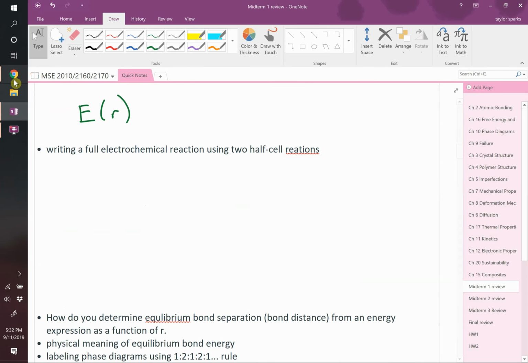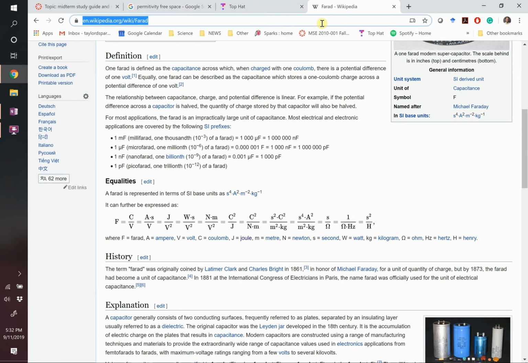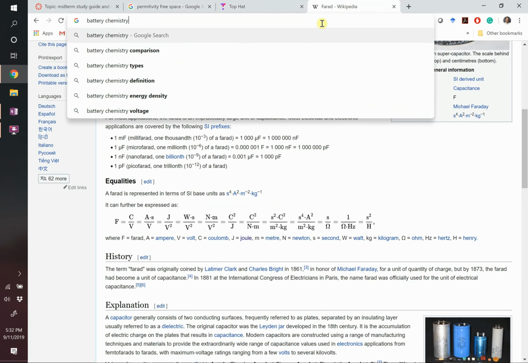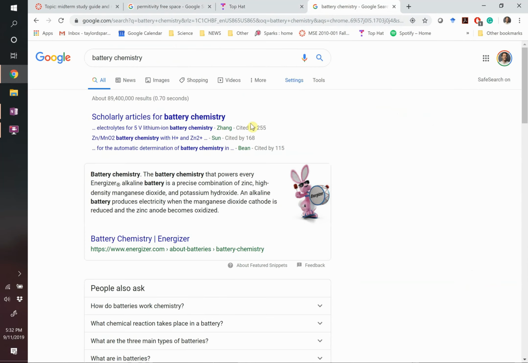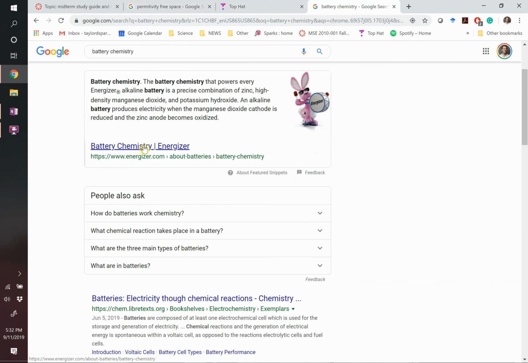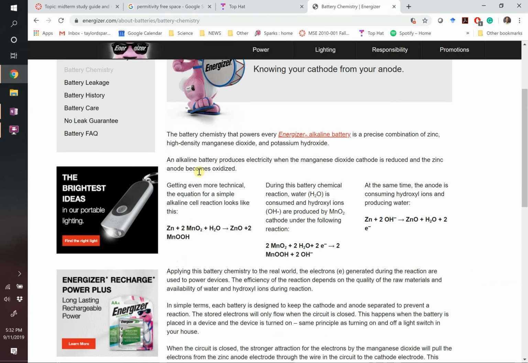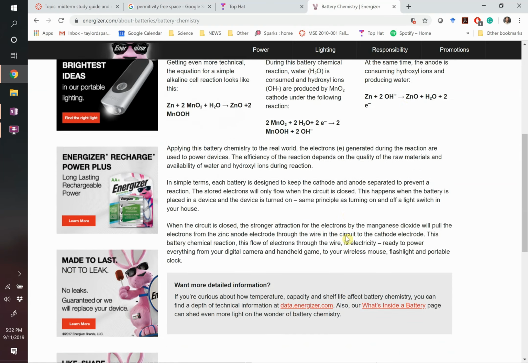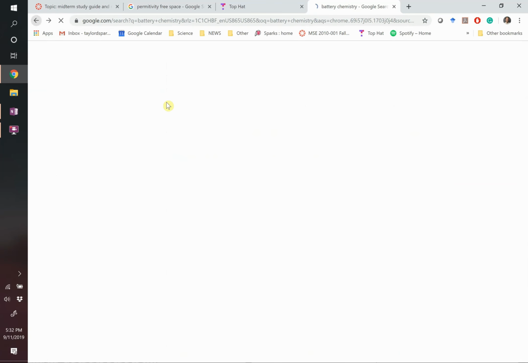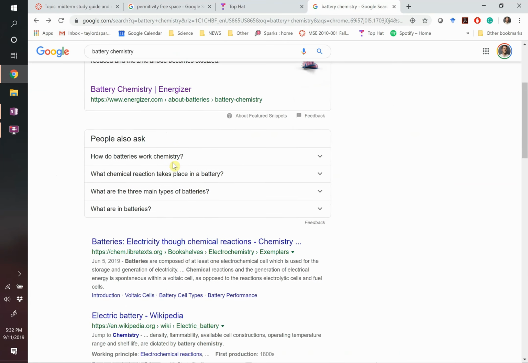So, what's a basic battery chemistry? All batteries are redox reactions, so let's just look one up. Let's see what Energizer.com has for us. All right, right here. I think this was on our first homework, wasn't it? Let's do this one instead then. No, this one shows our two reactions. Let's pick a different battery.